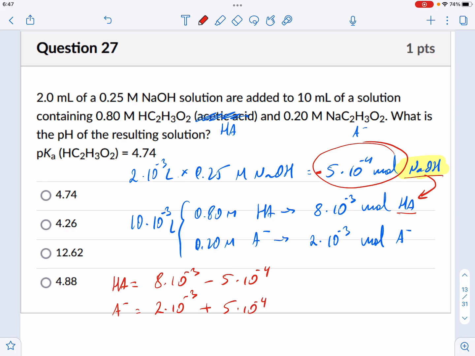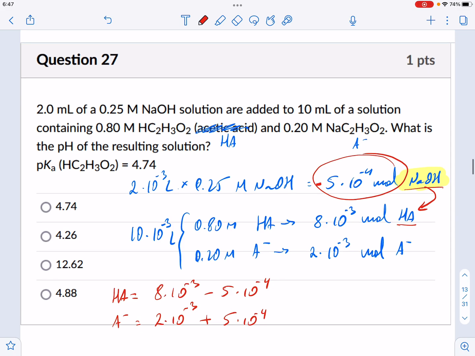So why did you subtract 5 × 10^-4 from HA? Because HA is reacting with the base, the sodium hydroxide. Why are you adding 5 × 10^-4 to A minus? Because A minus is being produced through that reaction.